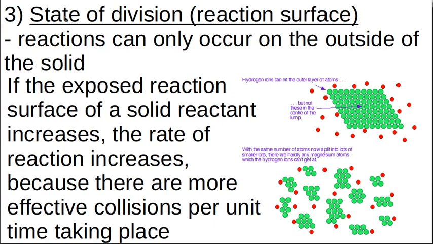So let's read what's here. Reactions can only occur on the outside of the solid. If the exposed reaction surface of a solid reactant increases, then the rate of reaction increases because there are more effective collisions taking place per unit time. So check these key phrases there: reaction rate increases because there are more effective collisions per unit time taking place. So increasing surface area increases reaction rate because there's a greater surface for more effective collisions to take place per unit time.